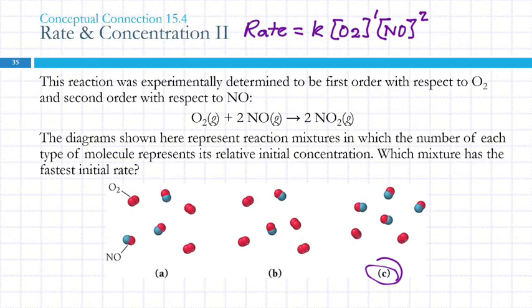So for E, would O2 have to be squared? If O2 was squared and NO was first order, this one would be the fastest. Yep.